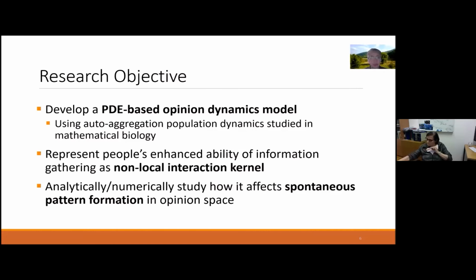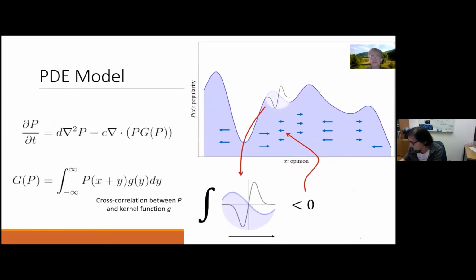And we did both analytical and numerical studies to find out the conditions in which the spontaneous pattern formation happened. And then we also measured the characteristic distance between the opinionated groups and how that distance actually changes as you change the shape and the size of the interaction kernel. So that's the main objective.